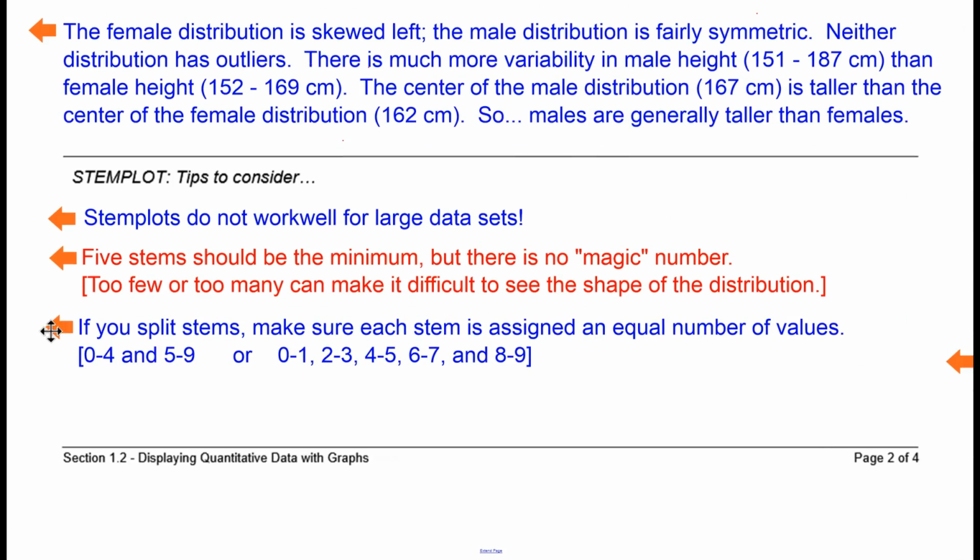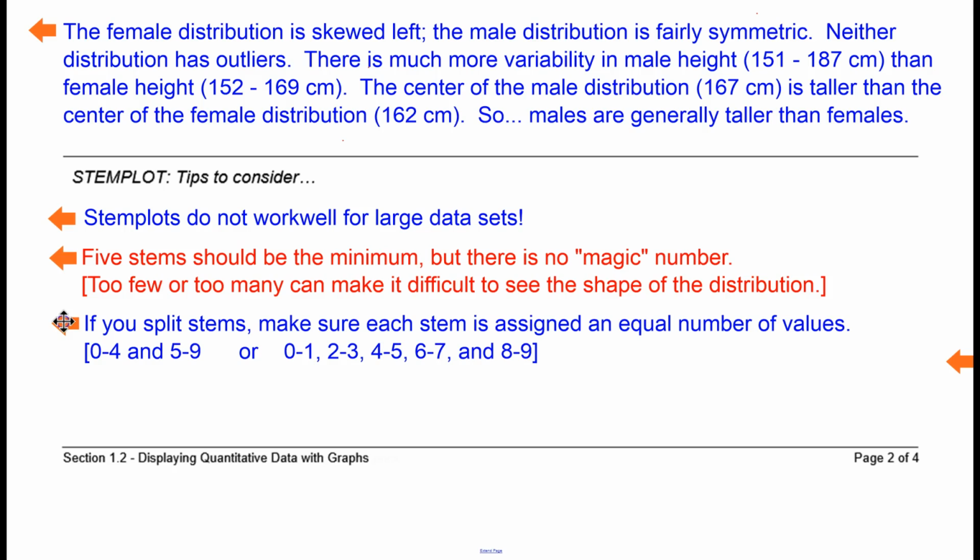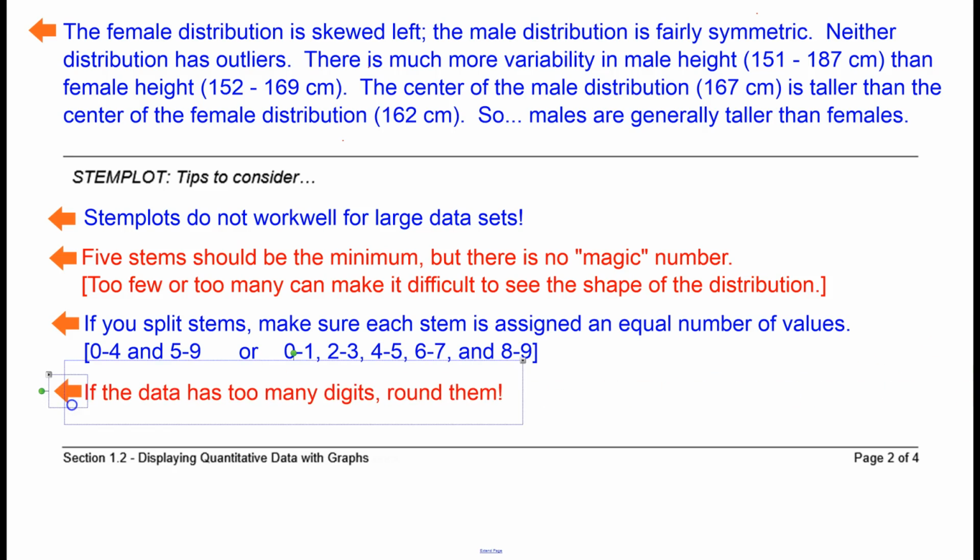If you split stems, which we did in that second stem plot, make sure each stem is assigned an equal number of values. You can either split it with 5 and 5, or you can split it into 2, 2, 2, 2, and 2. Last but not least, if the data has too many digits, round them.